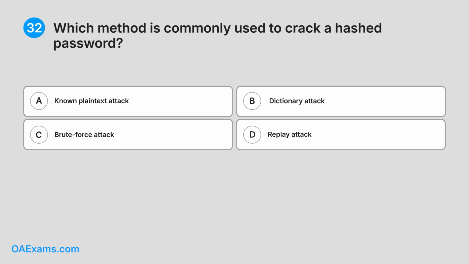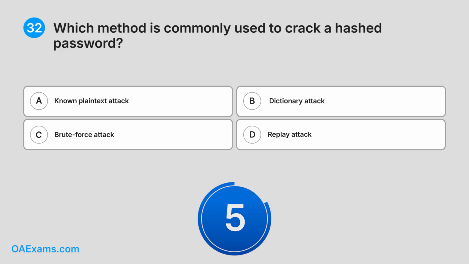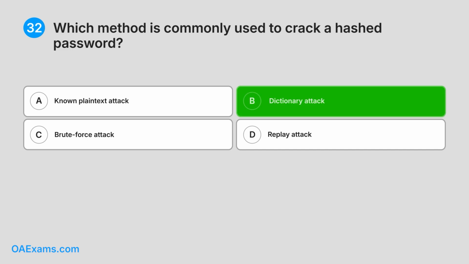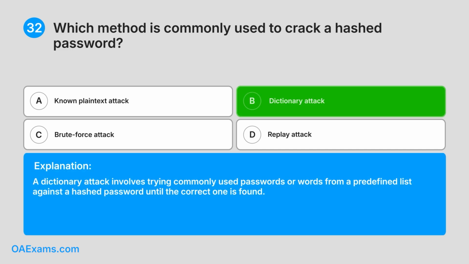A. Known plaintext attack, B. Dictionary attack, C. Brute force attack, D. Replay attack. Do you know the answer? Correct answer: B. Dictionary attack. Explanation: a dictionary attack involves trying commonly used passwords or words from a predefined list against a hashed password until the correct one is found.